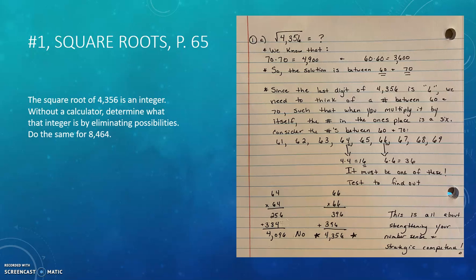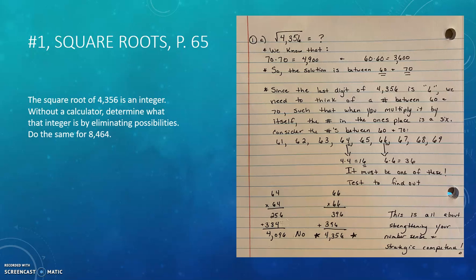In addition to using that aspect of number sense, we want to look at the last digit. Since the last digit of 4,356 is a 6, we need to think of a number between 60 and 70. We know it's got to be close to the middle because it lies almost exactly between 70 squared and 60 squared. But we need a number between 60 and 70 such that when you multiply it by itself, the number in the ones place will produce a 6. So I wrote out the list of the numbers between 60 and 70, 61 to 69. And again, this is probably going to lie somewhere in the middle.